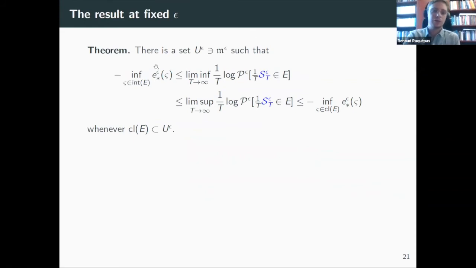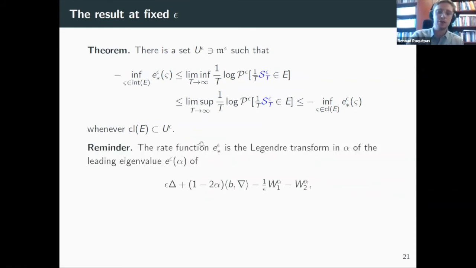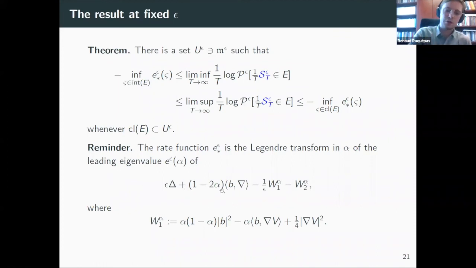I have a rate function, and my rate function and the large deviation principle exist, but so far it's just the leading eigenvalue of some second order differential operator, which is not in any way an explicit quantity. So, as I said, I've done this trick again where I removed the minus nabla V here. It appears here now.